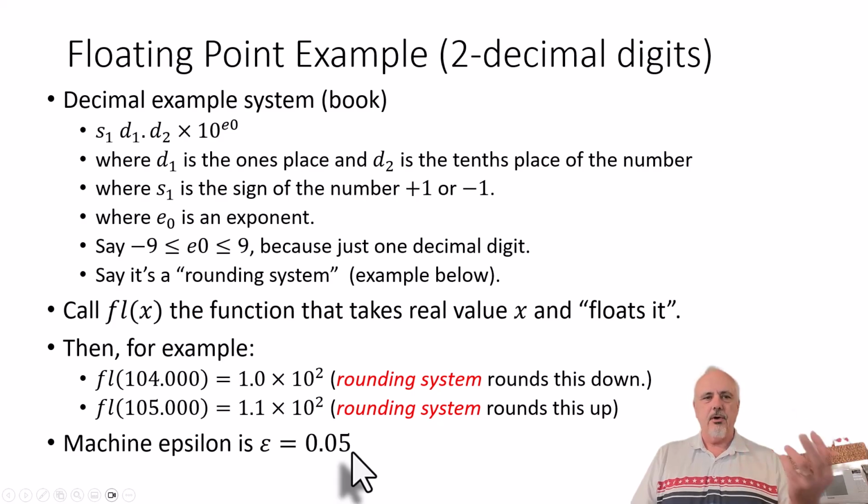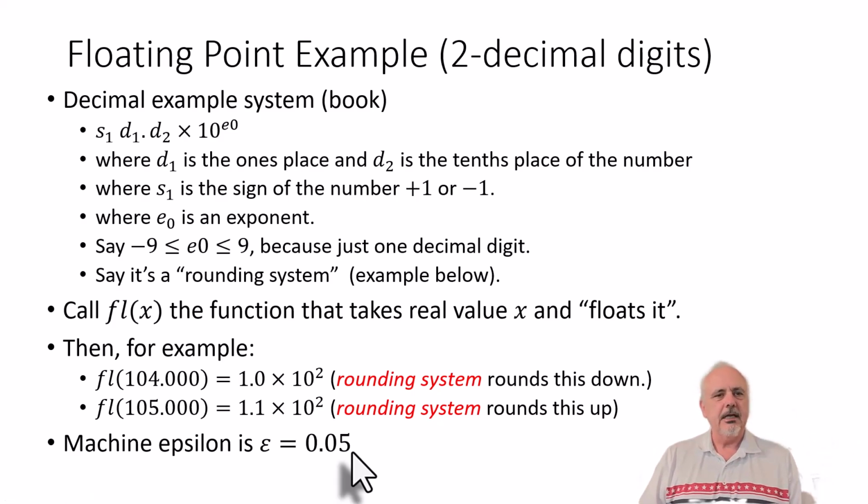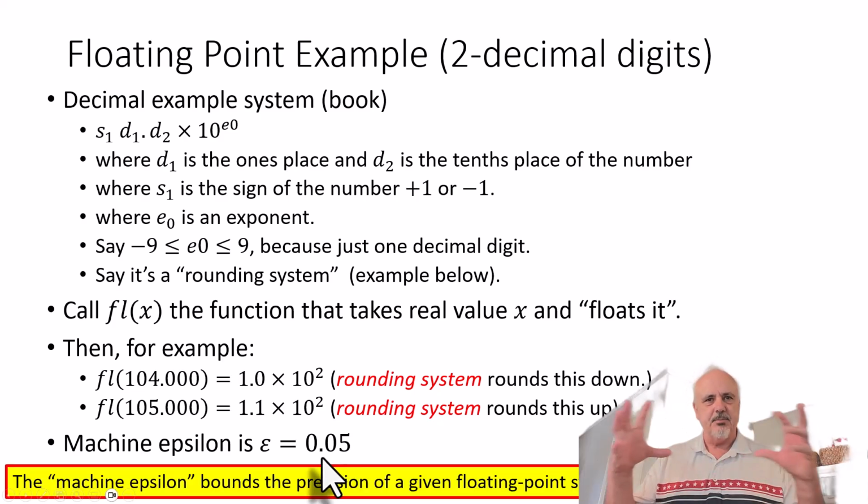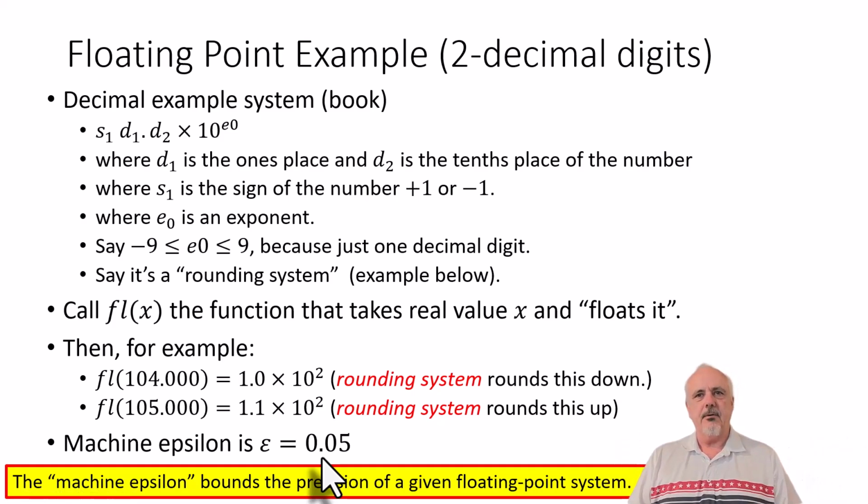There's going to be a term that you really want to embrace, and that's called machine epsilon. That denotes the accuracy of your system or the resolution of it. So this sets the precision of the given floating point system.